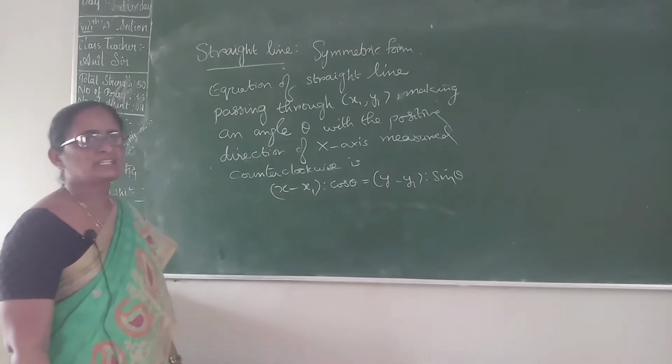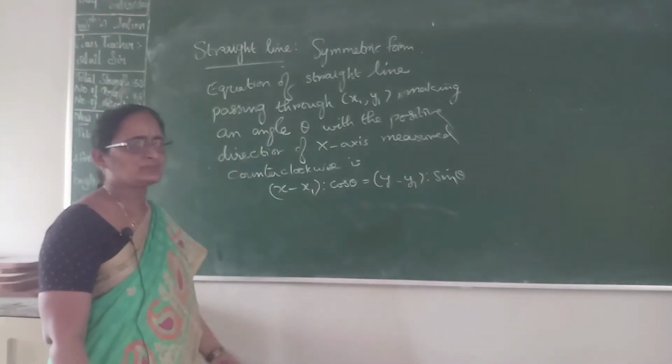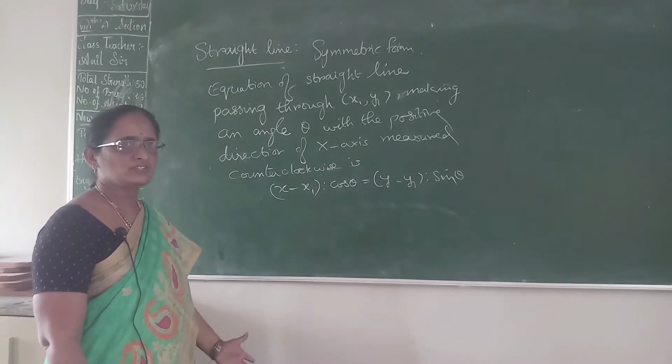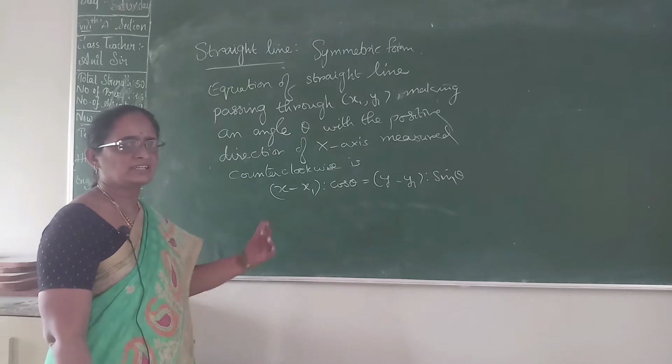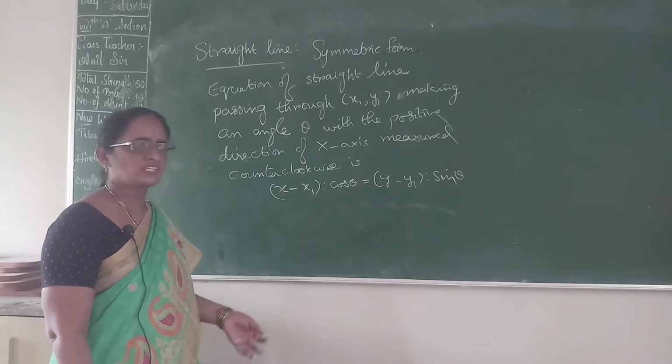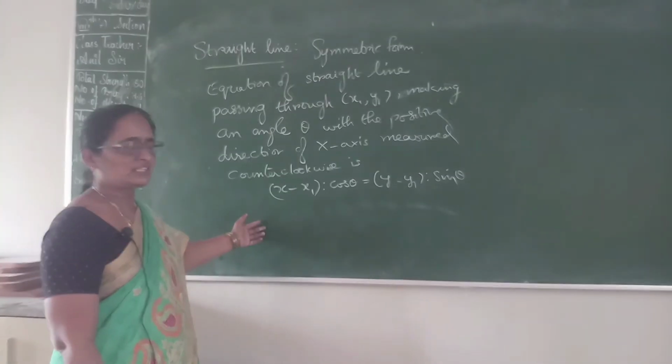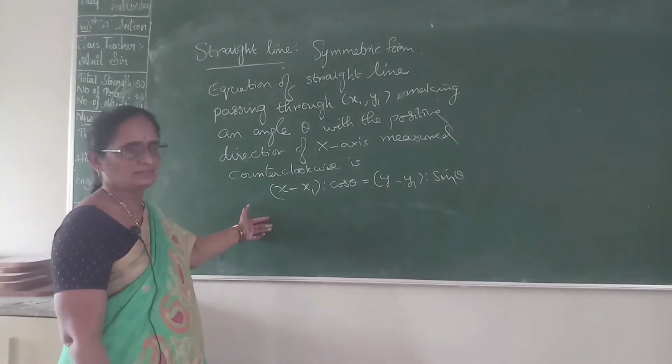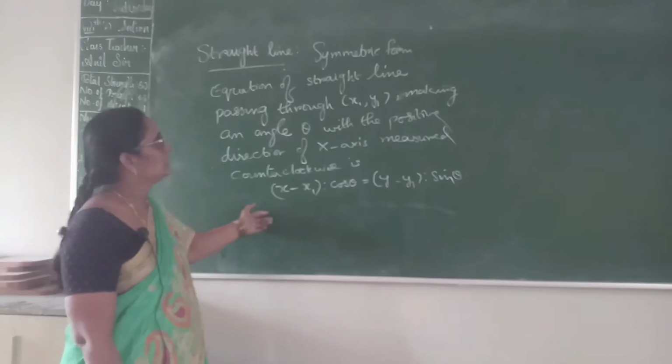Next form is the symmetric form of the straight line. All of you are familiar with the word symmetry. You know symmetry, how it looks alike when we take the help of the mirror and all those things. You have learned about line symmetry, rotation symmetry. Like that, here it is followed with an angle, that is the rotation angle.